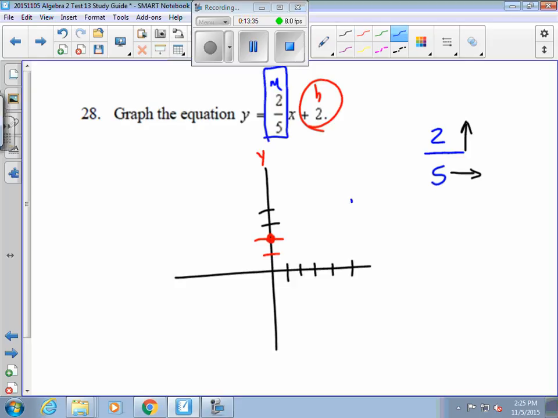Here is our second point right here, up 2 and to the right 5, and we're going to do our best we can to draw a straight line through those points. And there's your graph to match y equals 2/5 x plus 2.